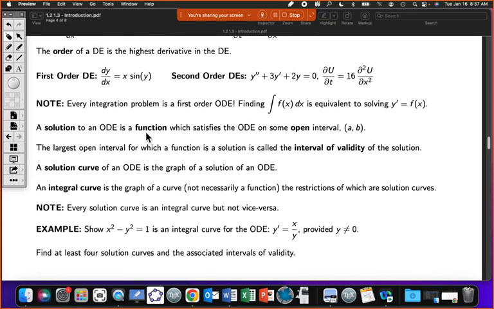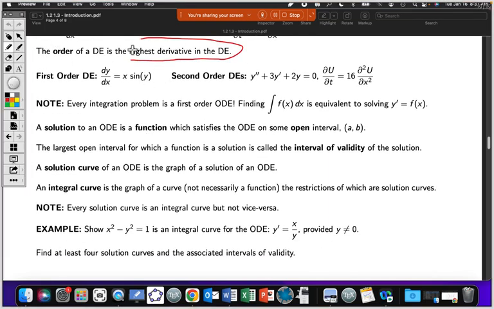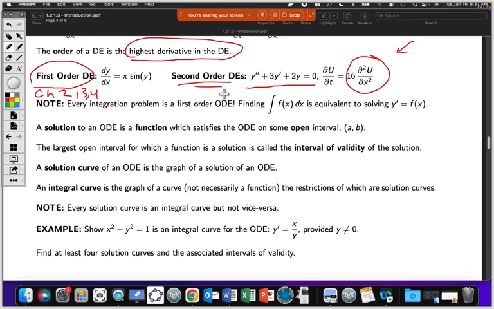The order of a differential equation is the highest derivative. You talk about, like, the degree of a polynomial is the highest non-zero power of x. The order of the differential equation is the highest derivative that you see. So we're going to be spending a lot of time here on first order differential equations. This is pretty much chapter 2. Chapters 2, 3, and 4 are on first order differential equations. Here are some second order. Since we've got a partial here, we look at the highest order of the partial. So order is the highest derivative in there.